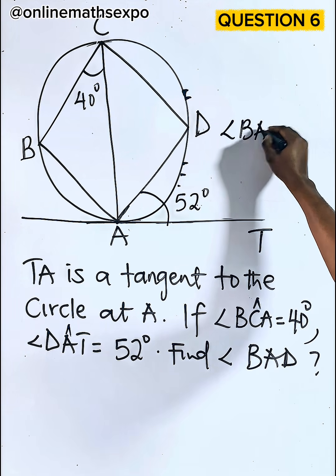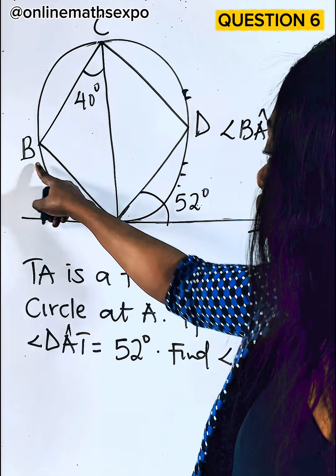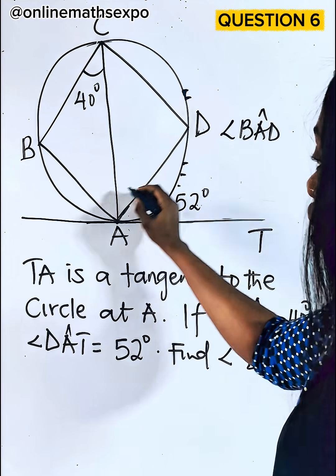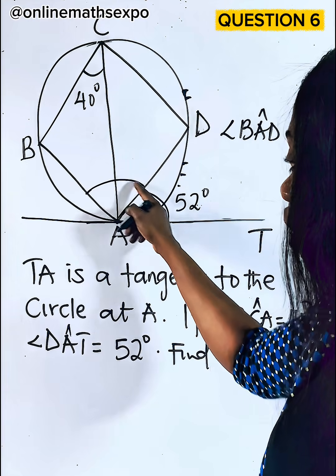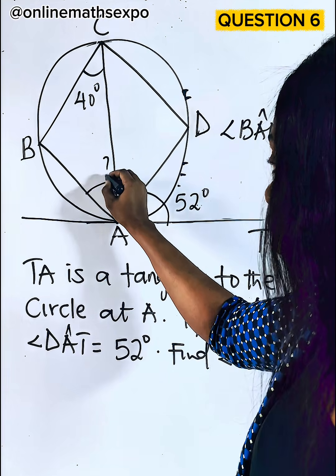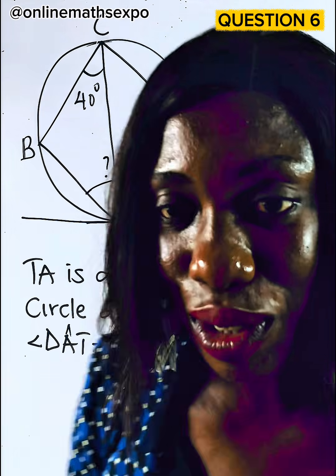Angle BAD, that's the angle at A. So go to the diagram, BAD is the whole angle at A. That is, the interior angle of A is what you want to find. So how do you find this? Let me teach you how to do that.